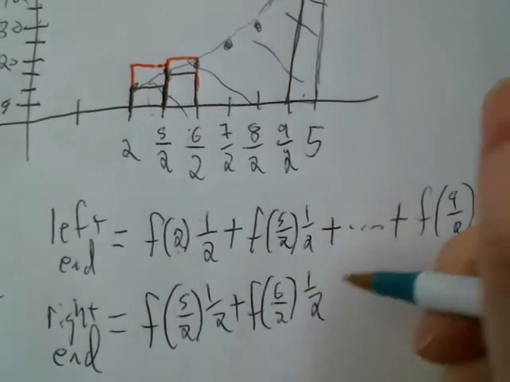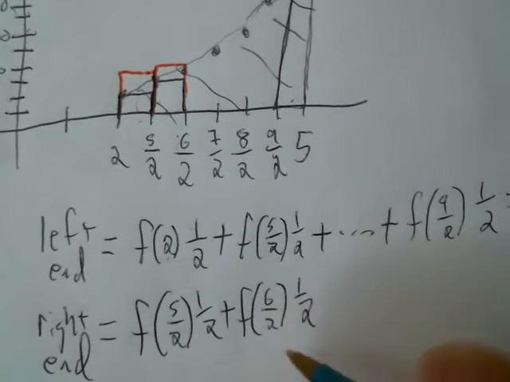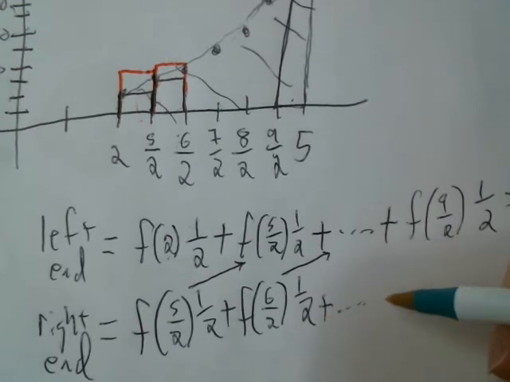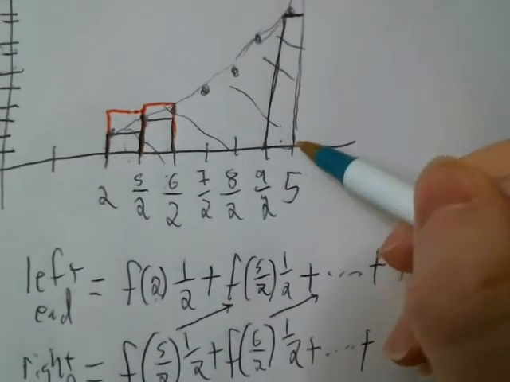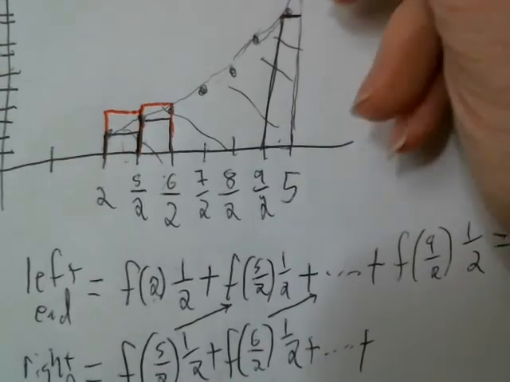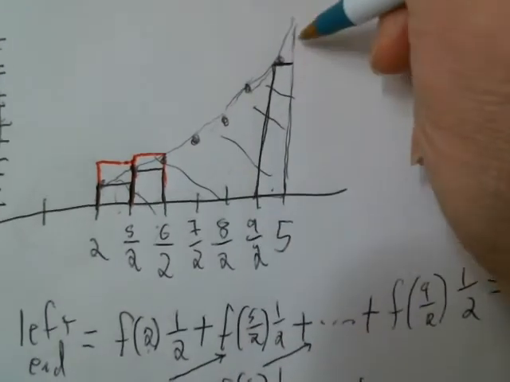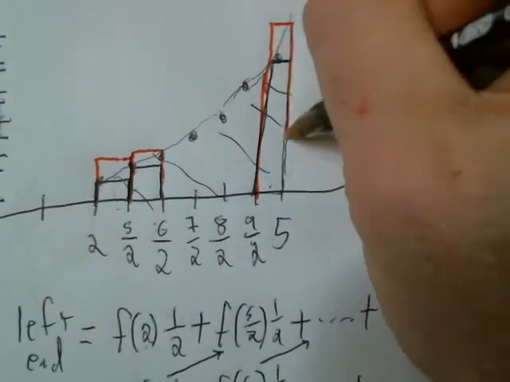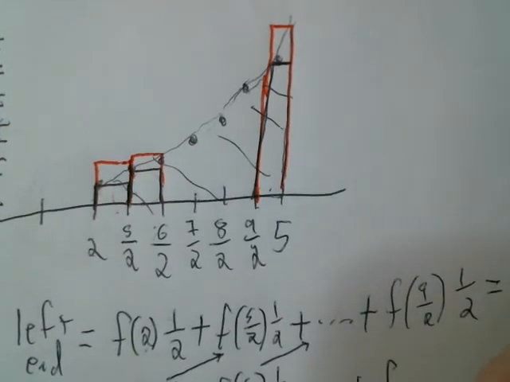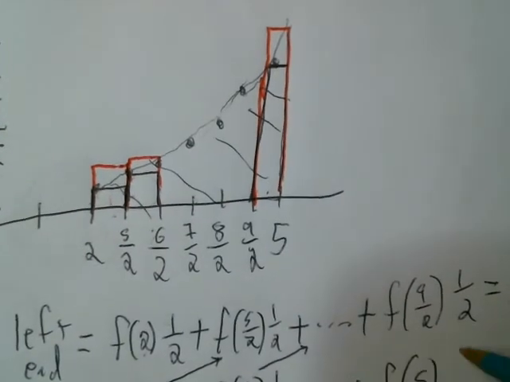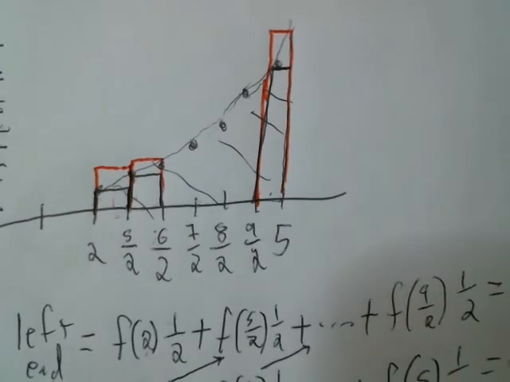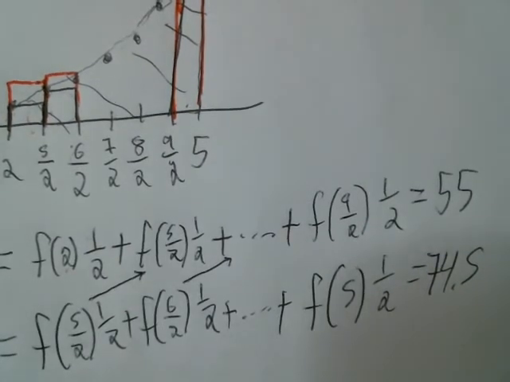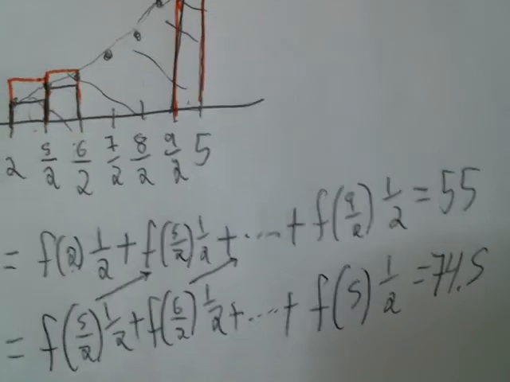And you notice there's not much of a difference between the left endpoint and the right endpoint sums, right? This guy is right here. This guy would be right there. Then you go plus dot dot dot plus. And then the last one, I actually do use 5, because the right endpoint would be at 5. So my last rectangle would be up there. So then it would be f of 5 times 1/2, and if you added all that together, you would get 74.5.